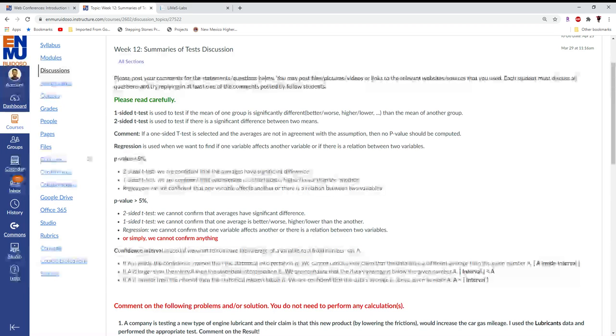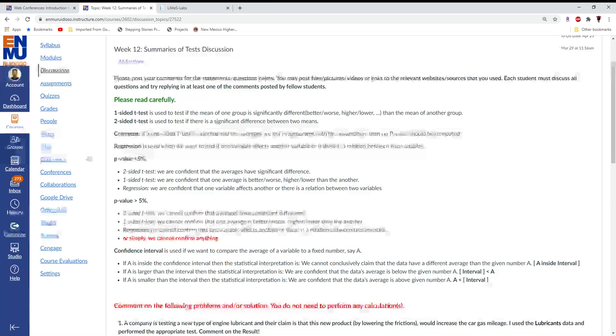If the averages are in agreement with the assumption, we go ahead and calculate the p-value. If the averages are not in agreement, then we do not calculate the p-value.